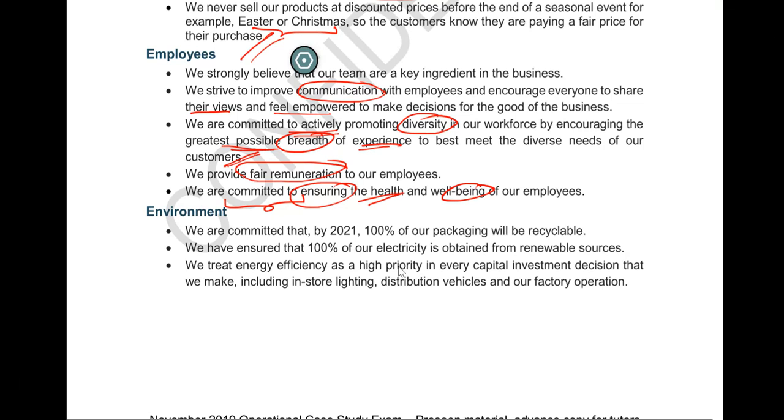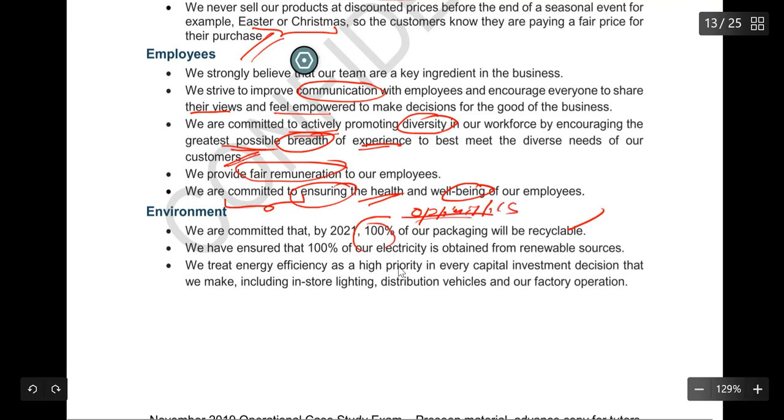Environment. We are committed that by 2021, 100% of our products will be recyclable, 100%. So it's an optimistic target also, students, a very optimistic target. And you need to understand these are public information. So there can be a negative impact if they are not following it.